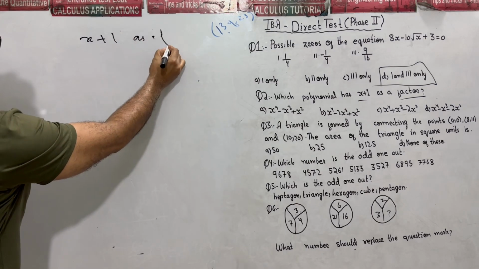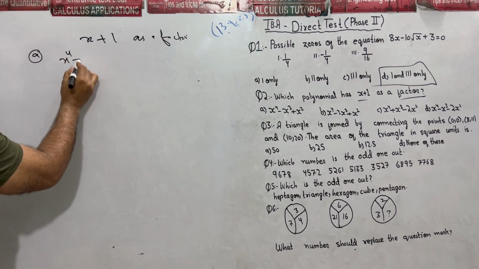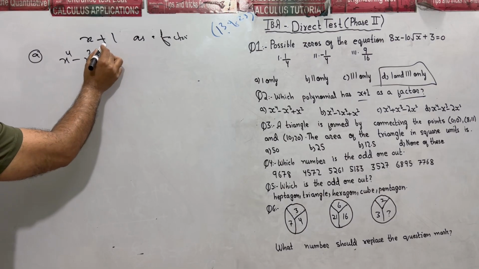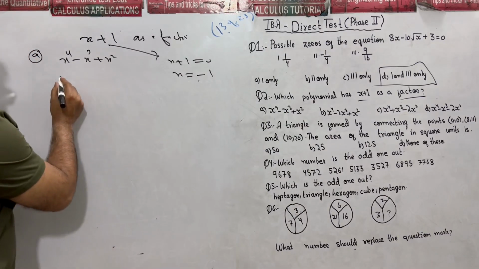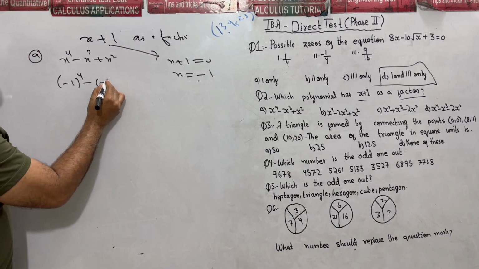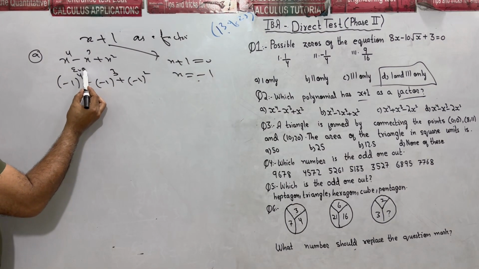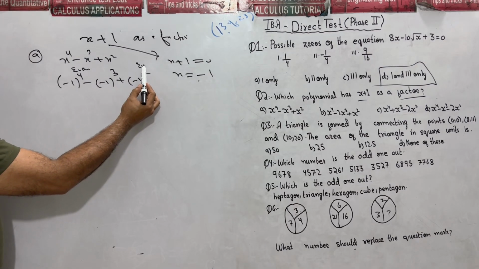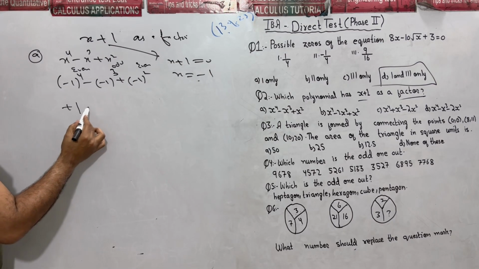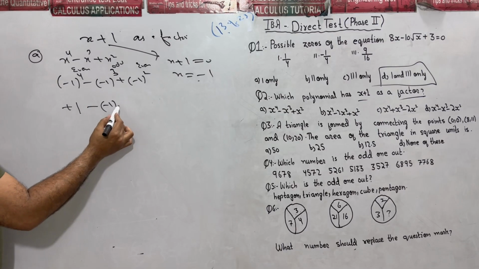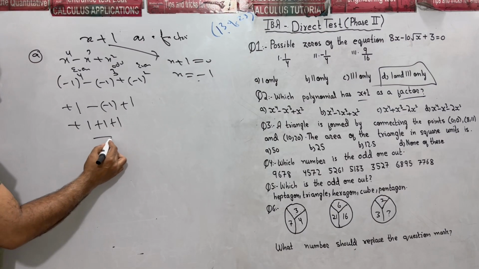Option A is x to the 4 minus x cubed plus x squared. From x plus 1 equal to 0, the value of x is minus 1. Plug in: minus 1 raised to 4, minus minus 1 cubed, plus minus 1 squared. Power is even, minus turns positive; power is odd, minus stays intact. Plus 1 plus 1 plus 1 is equal to 3.